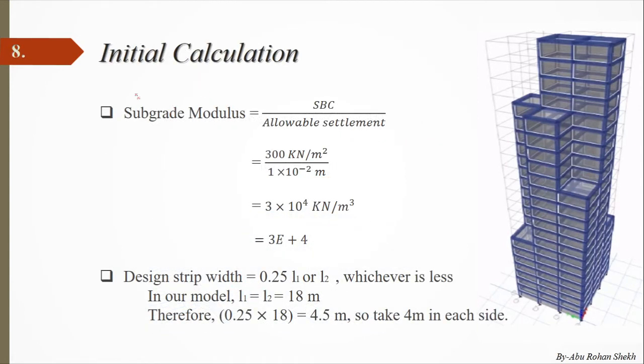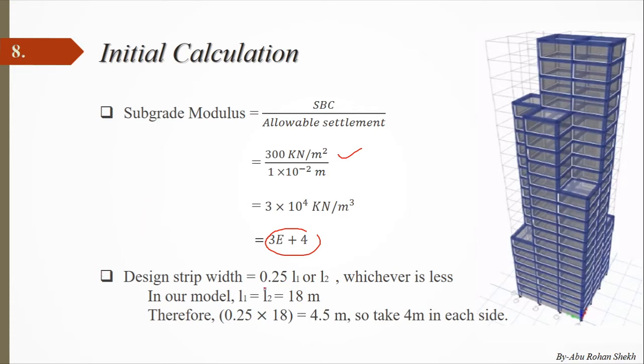Before proceeding towards the modeling of the foundations in the SAFE software, we have to go through some initial calculations. At first, we have to calculate the subgrade modulus. The subgrade modulus is equal to the SBC divided by the allowable settlement. In this case, I assumed that the SBC is equal to 30 kilonewton per meter square, and the allowable settlement is 1 centimeter, which gives us a value of 3 into 10 to the power 4 kilonewton per meter cube.